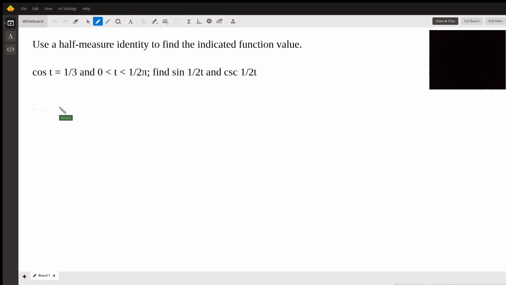The identity that we need for today is this one: the sine of x over 2 is equal to plus or minus the square root of 1 minus the cosine of x, divided by 2. So let's take a look at this particular problem, and then we'll apply this law that I put in red.